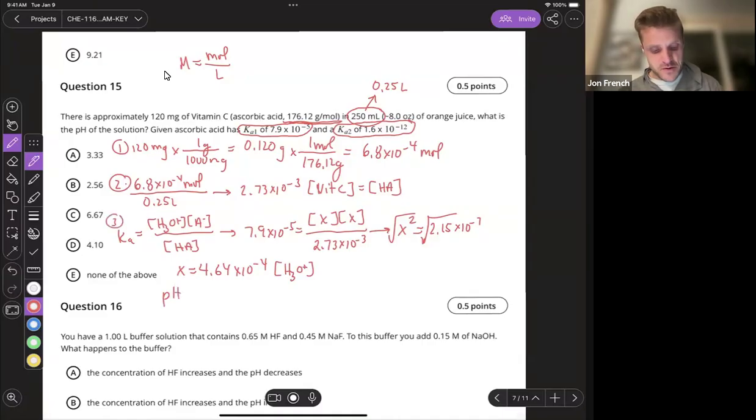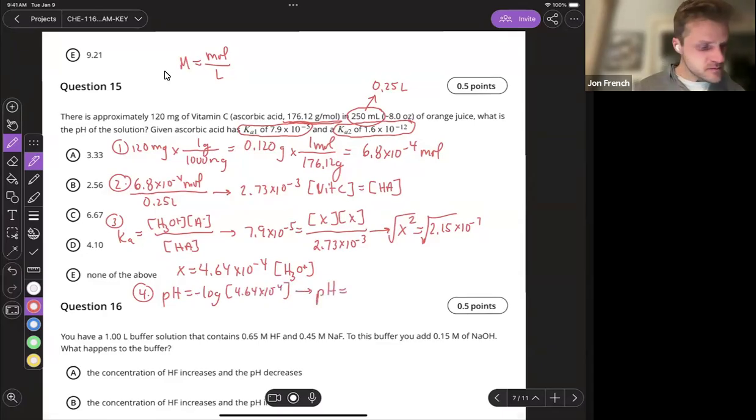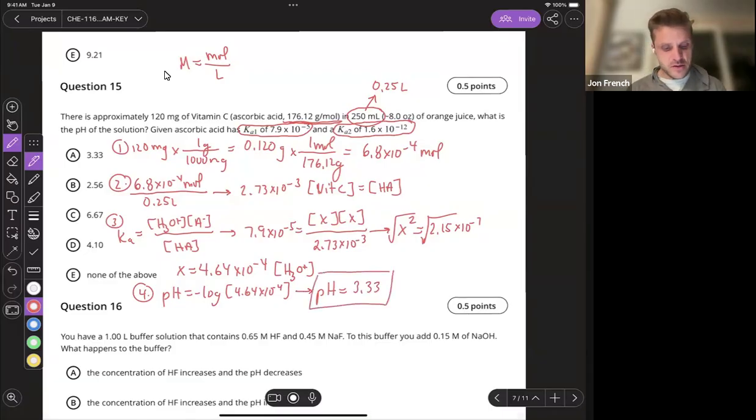All right, so 4 steps here. This is a longer problem, but it's the practice exam. I think it's good to work through some harder problems on the practice exam. pH is the negative log of 4.64 times 10 to the minus 4. pH equals, all right, I get 3.33 as my pH. So choice A there for question 15.